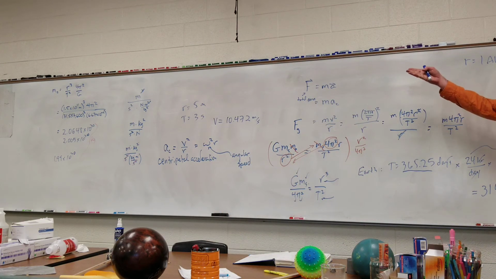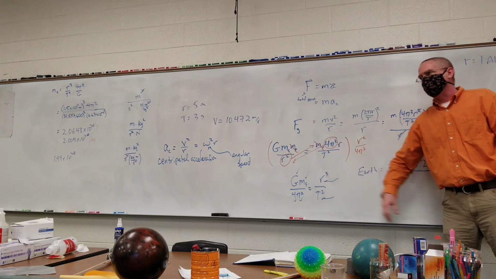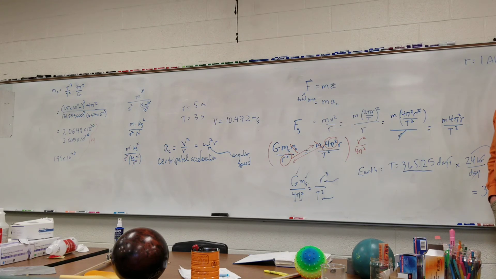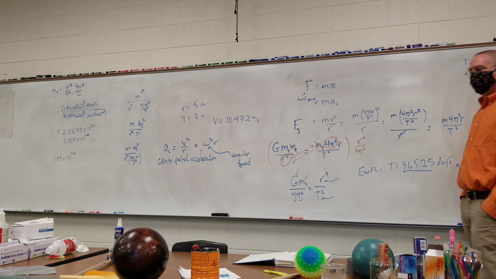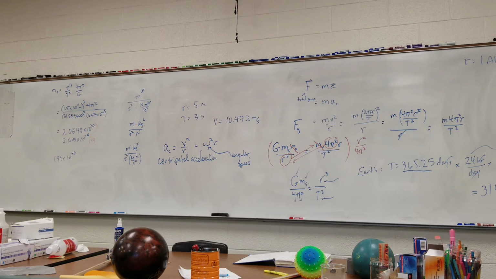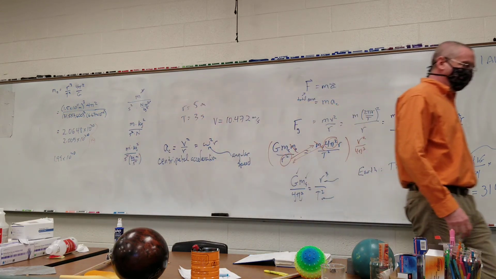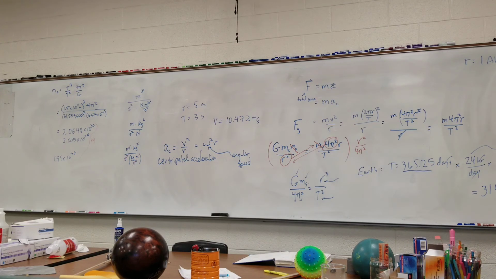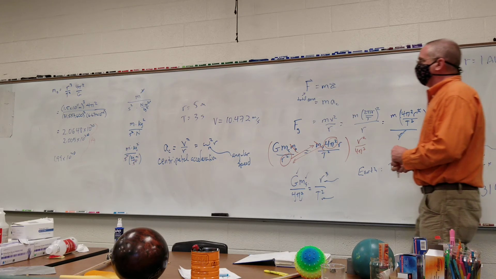So now we have a way of finding the mass of the sun. But questions before I get back to why I put it in this form? All right, so in the 1500s, a guy named Johannes Kepler took a whole bunch of precise astronomical data and tried to come up with rules of planetary motion. And he came up with 3 rules.